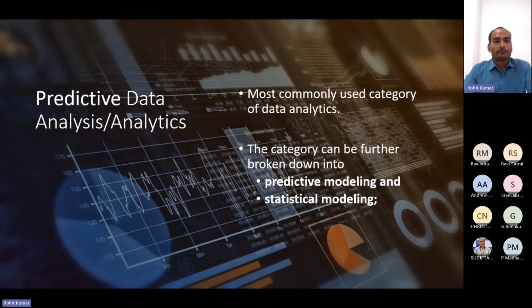Then we have the predictive data analysis. Predictive, as I told you, is the most common. And why is it most common? Because we are interested in predictions. This category can be broken down further into predictive modeling and statistical modeling. But don't think that these two are different things, they are complementary to each other, because without the right sorts of statistical modeling, you can't do the predictive modeling. Having the right statistical tools, you can do the predictive modeling. And it's true for many different types of analysis or modeling.